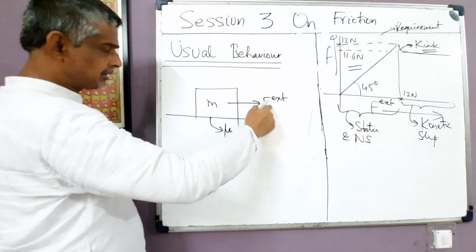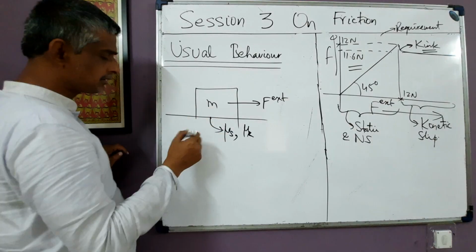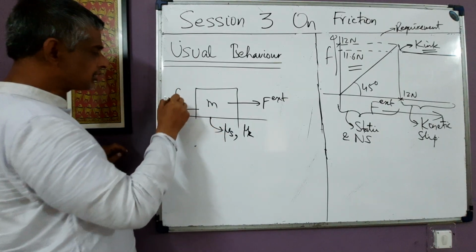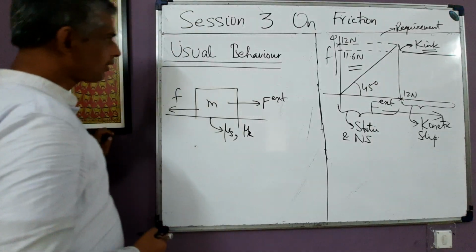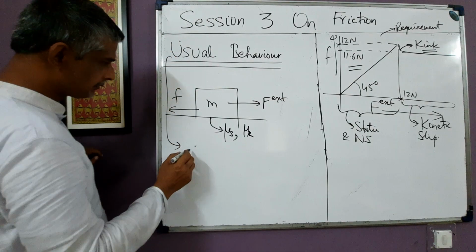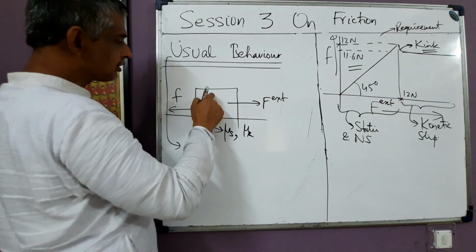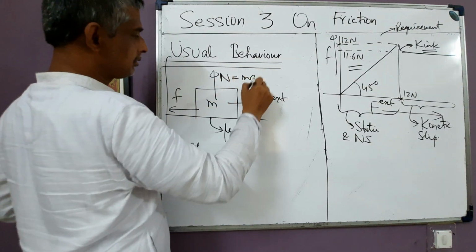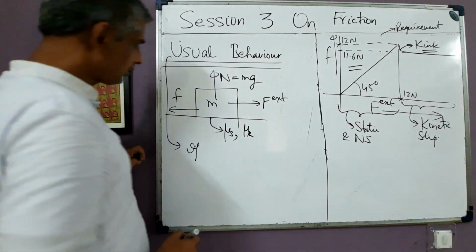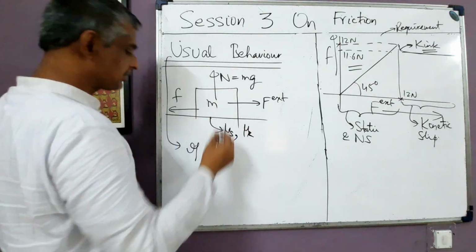Because of this F external, the block has a tendency to slip over the surface. The surface exerts a friction force on the block in the leftward direction, opposite to the direction of F external. In usual behavior, we say like this. Here, the normal force on the block due to the surface is N, which is just equal to the weight of the block.